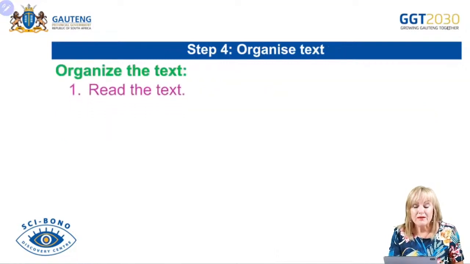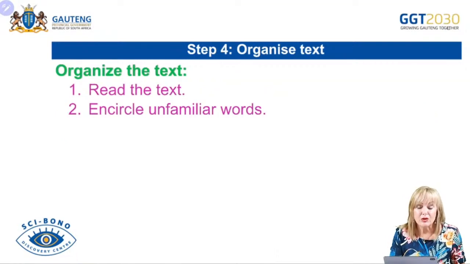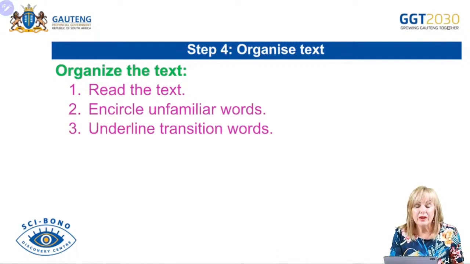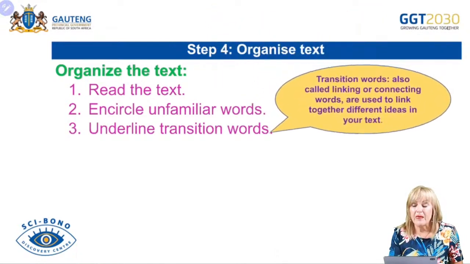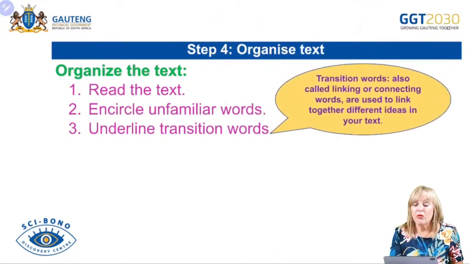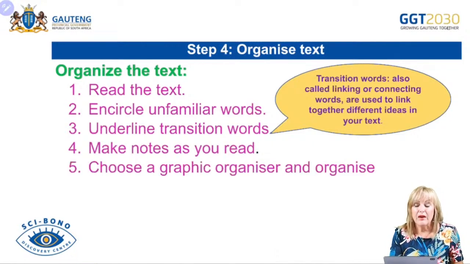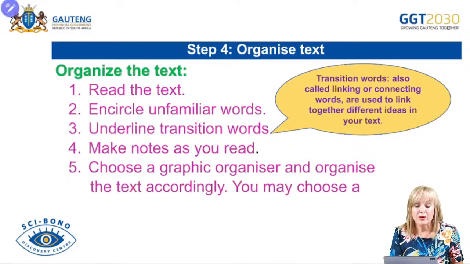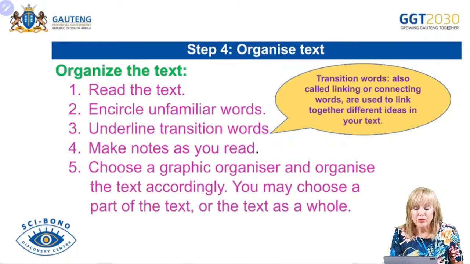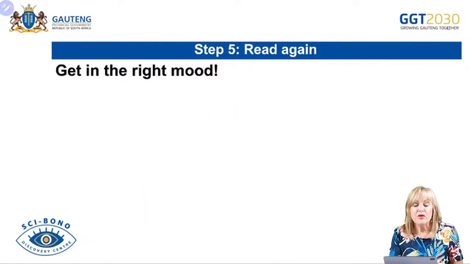You organize the text by reading the text, you encircle the unfamiliar words, you underline the transition words. And transition words are called linking or connecting words, and they are used to link together different ideas in your text. You make notes as you read. That's very important. And then you use a graphic organizer and you organize the text accordingly. You can choose a part of the text or the text as a whole. And then you read again.